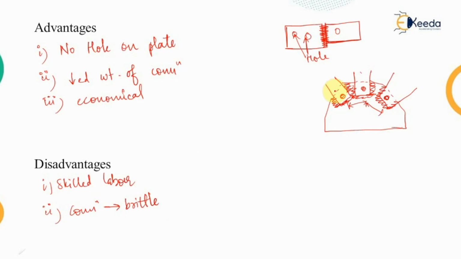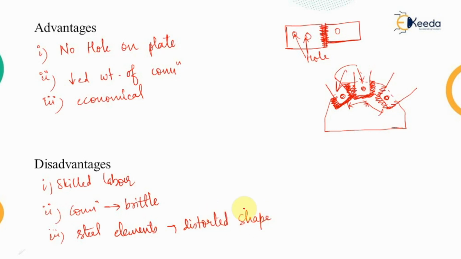Now when we are providing the welding, the element which is nearer to the welding area gets heated up, and because of the different temperature in the steel element, these steel elements may distort, and because of that a distorted shape of the connection is obtained. So these are a few of the disadvantages of the welded connection.